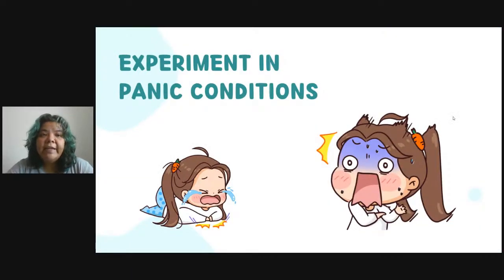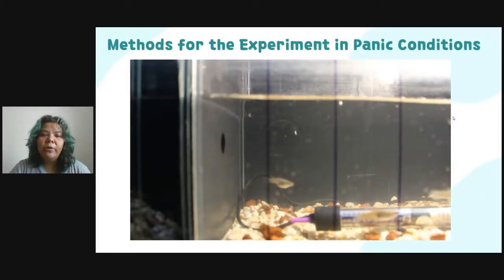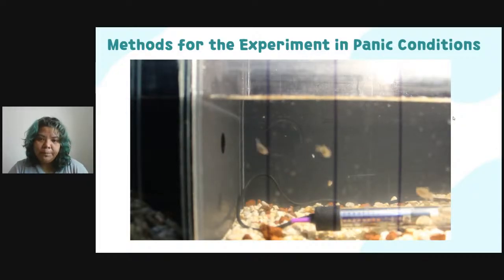That's why we decided that we wanted to do this experiment in panic conditions, or in conditions of threat. For this experiment, we use this tank, which has a tunnel that ends in a funnel, and the funnel ends in a narrow opening. This is kind of complicated, but let's just say that our goal was to make the fish move from one side to the other through this small circle in the wall.